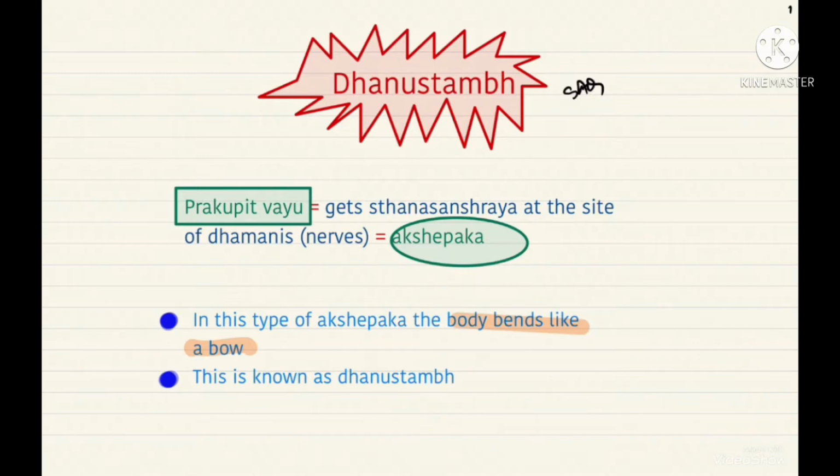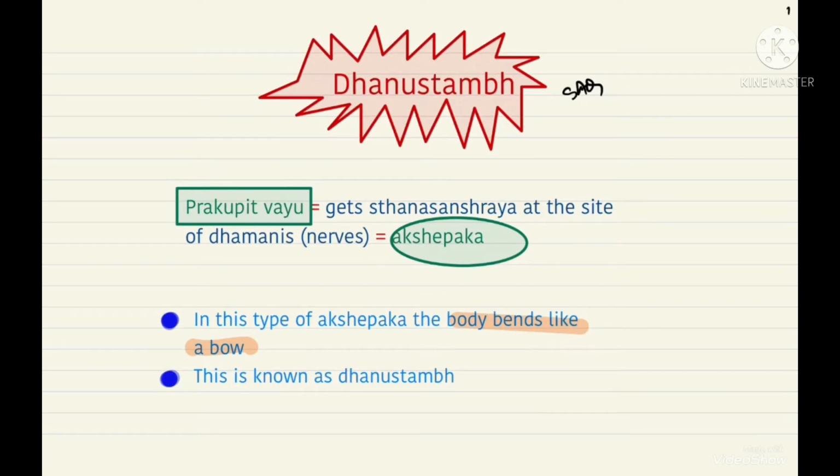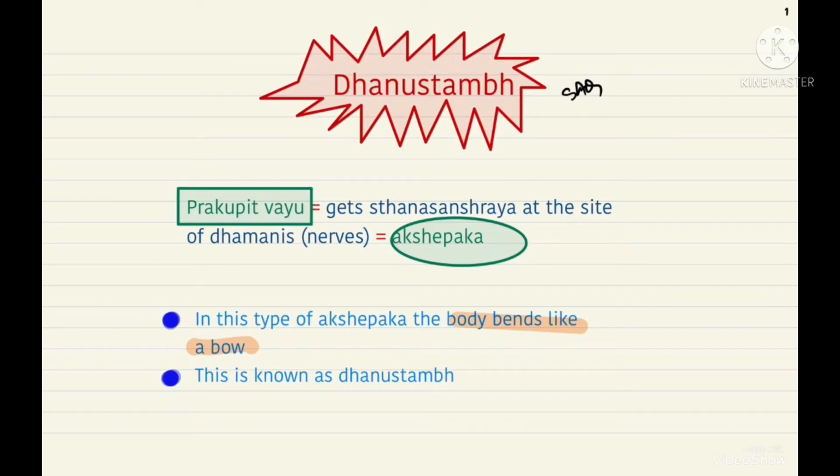So what happens in Dhanustambha is Prakupit Vayu gets Sthan Sanshray at the site of the Dhamnis. Which Dhamnis? We call them nerves. Dhamnis are not the arteries here, it is not expected. What is expected by Dhamnis is the nerves. So the Prakupit Vayu gets Sthan Sanshray at the site of Dhamnis, and this results in Akshepak. In this type of Akshepak, the body bends like a bow. Dhanu is a bow. So the body bends like a bow, and that is why this disease is known as Dhanustambha. This is a very small description of what is Dhanustambha, and now we will see its types and also the types in detail.